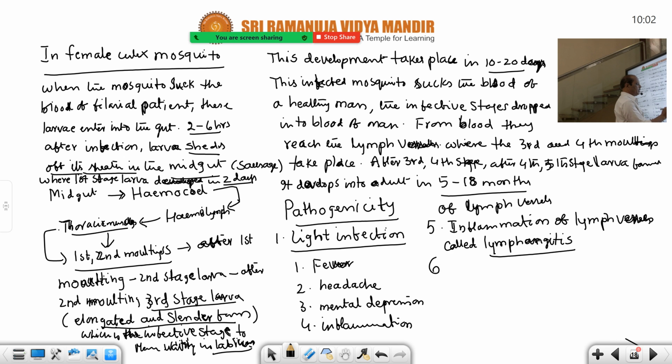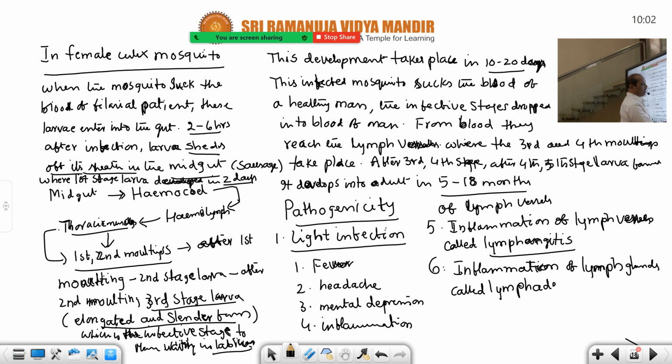The second symptom is inflammation of lymph glands. This is the last paragraph we are discussing in the academy book, and with this, the major parasites are completed. The other diseases we will discuss tomorrow. These are lymph vessels, and these are lymph glands. As we have added the gland term, inflammation of lymph glands is known as lymphadenitis. Adeno means gland. That's why it is called lymphadenitis. Lymphangitis and lymphadenitis are the primary symptoms of Wuchereria bancrofti.